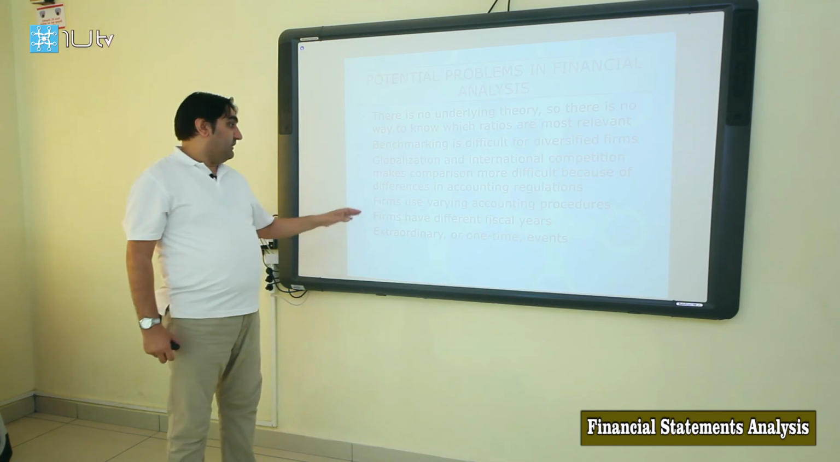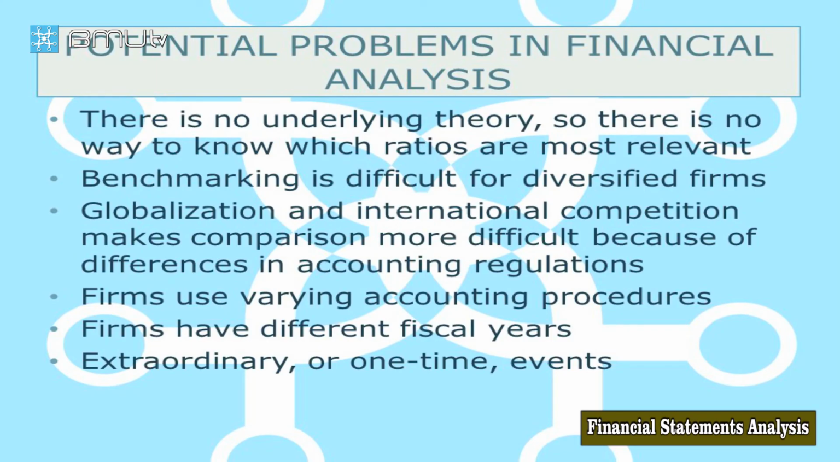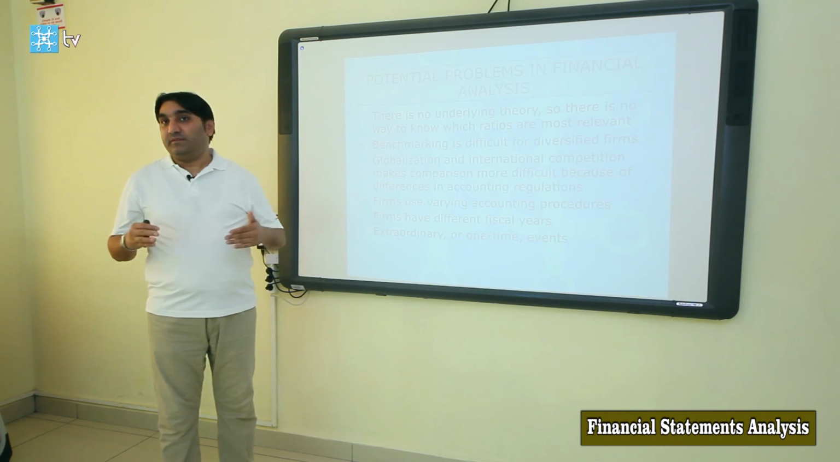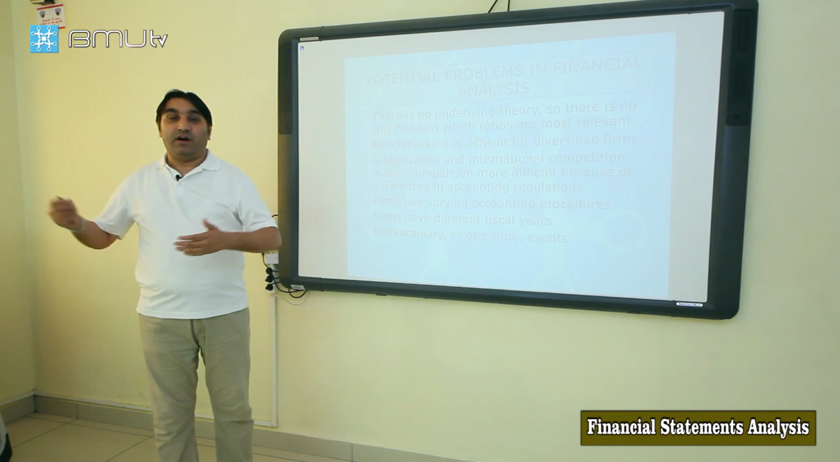Globalization and international competition makes comparisons more difficult because of difference in accounting regulation. We use accounting terms here, for example, we use sales, we use COGS. All these balance sheet items may be reported under different standards, so we can get different numbers. Firms use varying accounting procedures. For example, depreciation may be treated under one method in one company, and industry average for industry companies may use other methods as well.